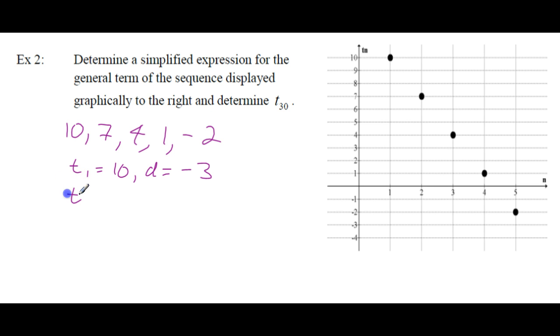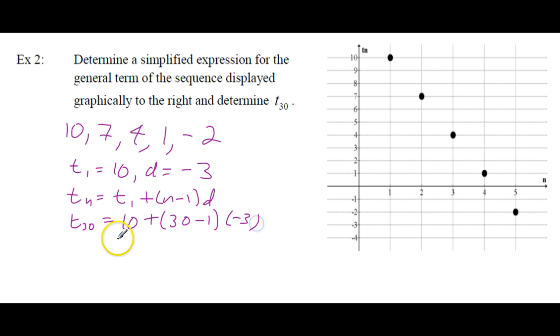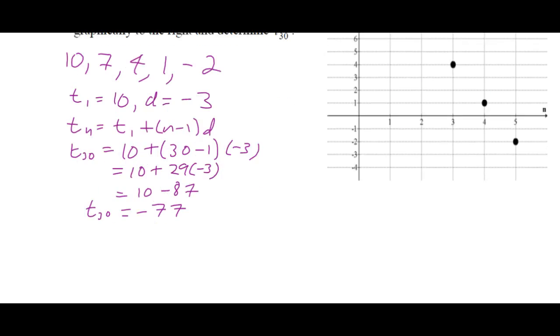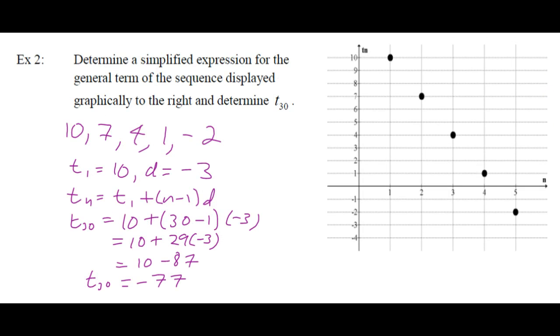And determine T30. Okay, so we know T sub n is T1 plus n minus 1 times D. So in this case, we want T30, which is T1, 10, plus 30 minus 1 times negative 3. 10 plus 29 times negative 3. 10 minus 87, and we get negative 77 for T sub 30. Okay, that's all there is for example 2.